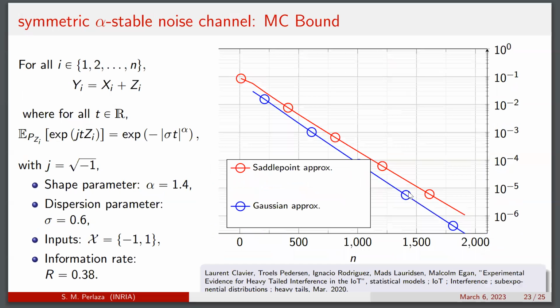All right. Okay. So Laurent was talking about the alpha stable. So we have a simulation here. Z, the noise, is now alpha stable, and for that type of noise, you cannot calculate that T easily, but you can actually approximate it. So you see there the Saddlepoint approximation and the Gaussian approximation.